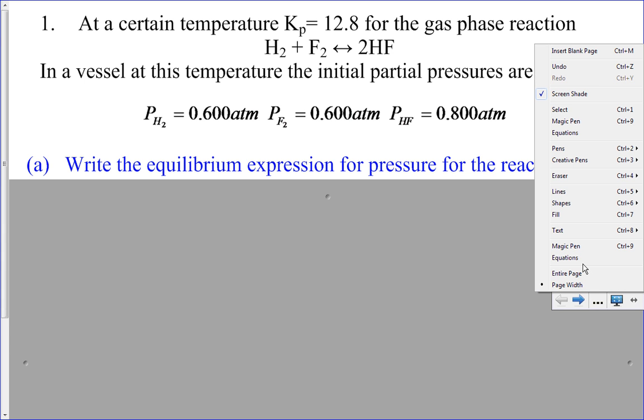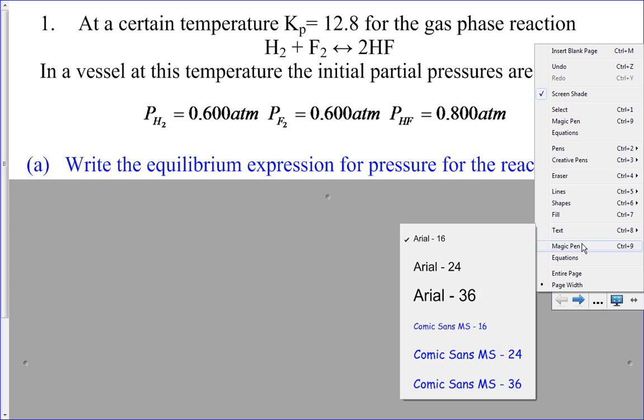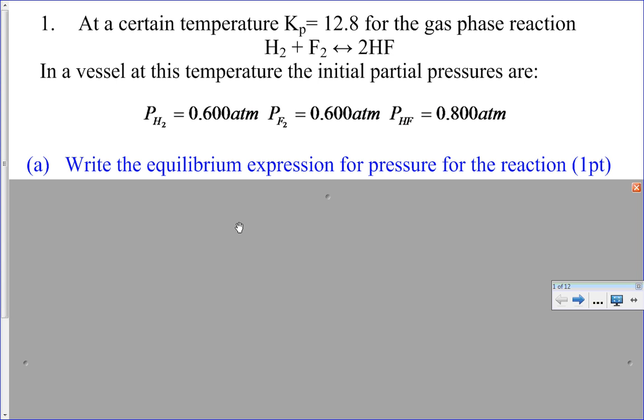For the first of our additional Q problems, we're given this expression, and we're given these as the pressures. So we have to write the equilibrium expression for pressure for this reaction. Now, this is something that was challenging for many people on the test.